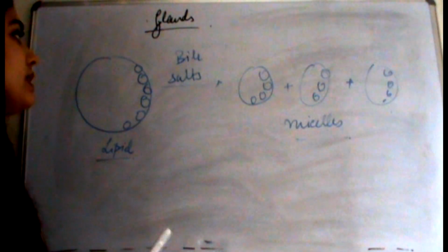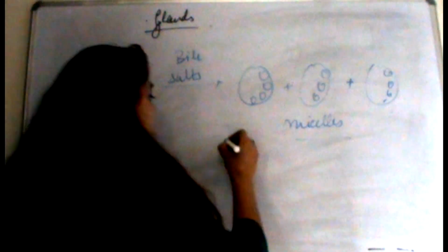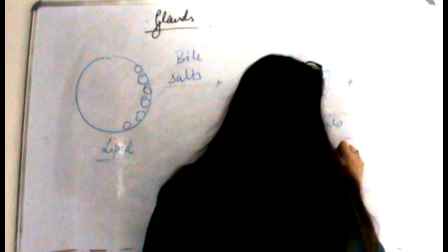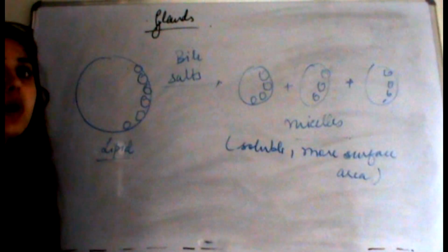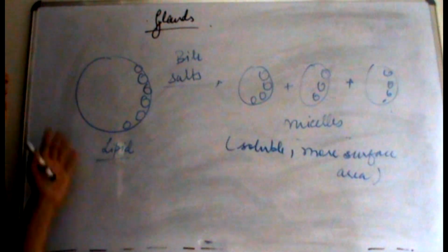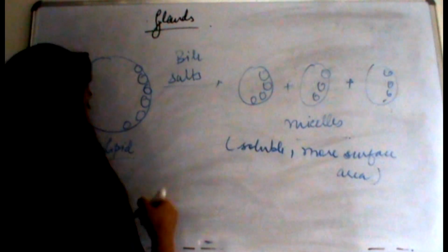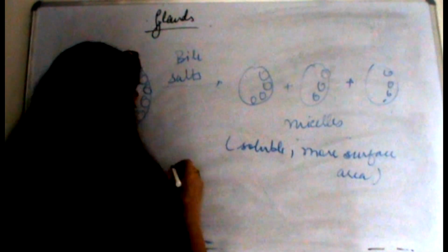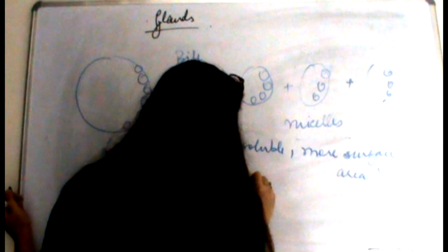These micelle-like structures are basically the smaller and precise portion which is soluble, with more surface area. As you can see, there is more surface area compared to the bigger one, because whenever we're talking about absorption, what happens is digestion. This is the process which is happening, right? So this process itself is known as emulsification of fats or lipids.